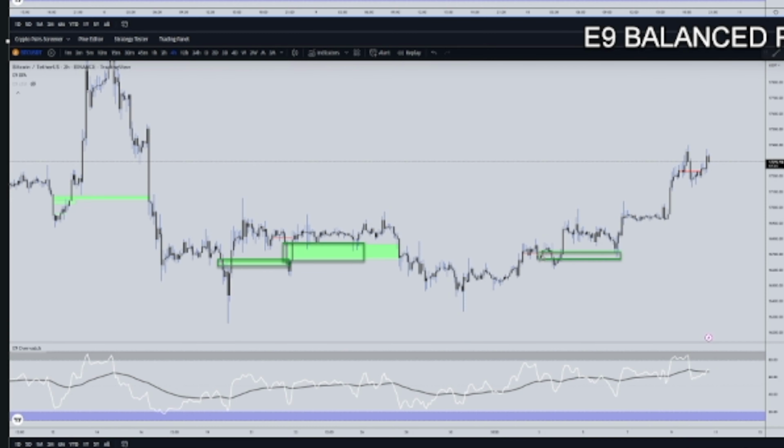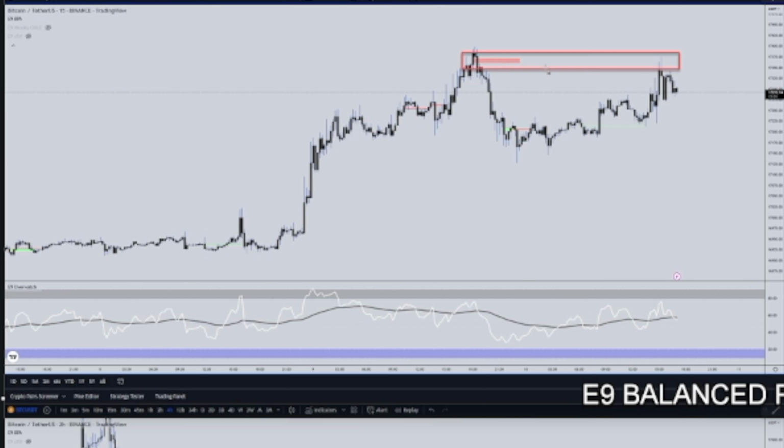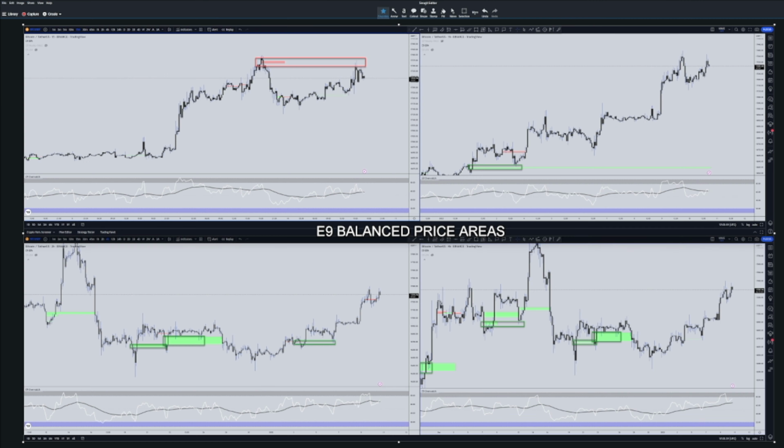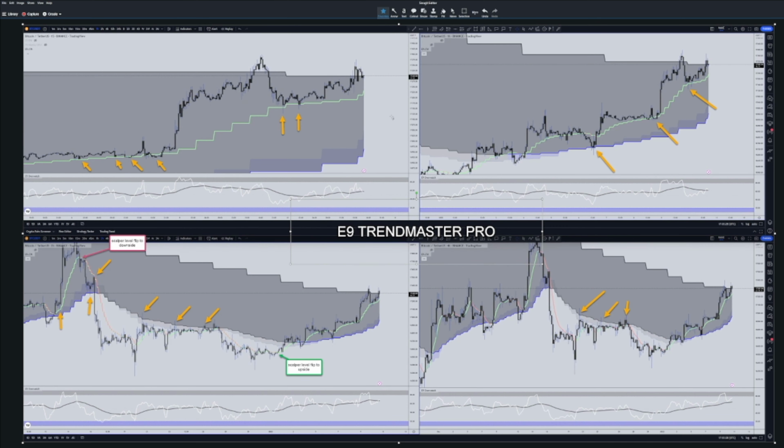Okay, there's a tiny one just in there, dips in, carries on. The BPA there comes up, touches it, retraces down. So my point is the areas of liquidity, the areas of interest. So that's the BPAs. Move on to the trend master.